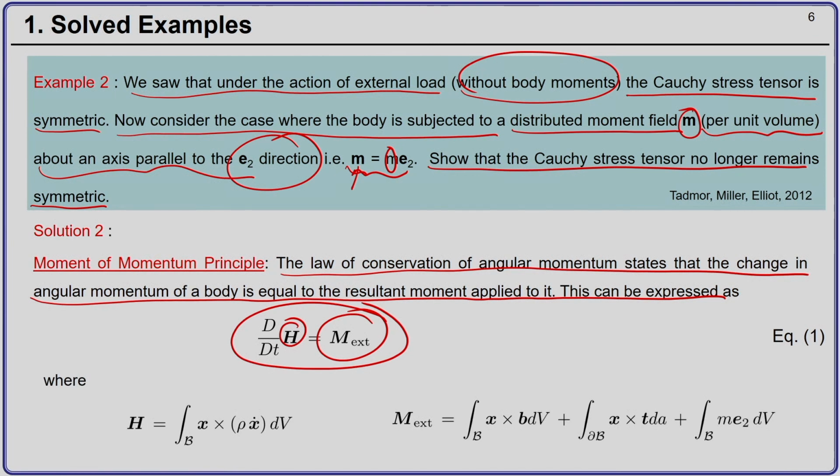Now, the angular momentum of the body is the integral over the volume of x cross rho x dot, that is the linear momentum. Here rho is the density, x dot is the velocity, and dv is the volume. So, rho dv is the infinitesimal mass dm. So, x cross dm x dot, the moment of linear momentum, gives you the total angular momentum.